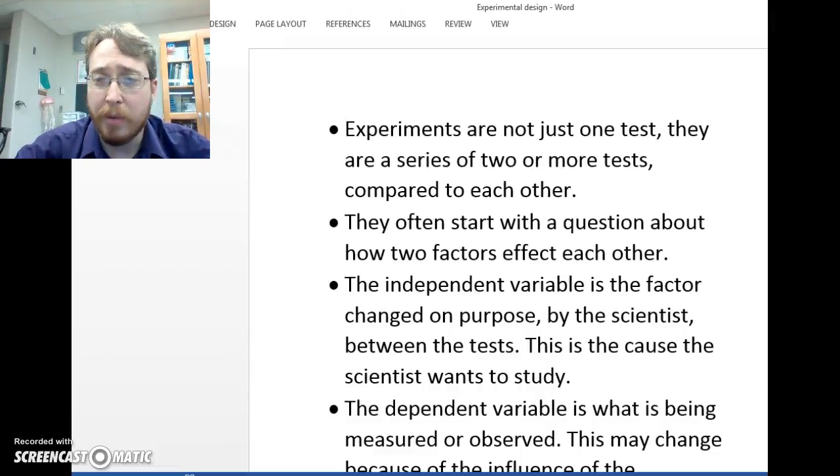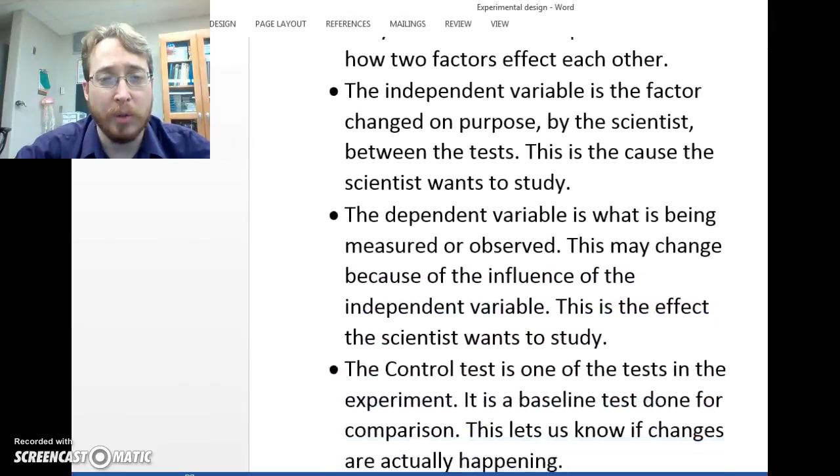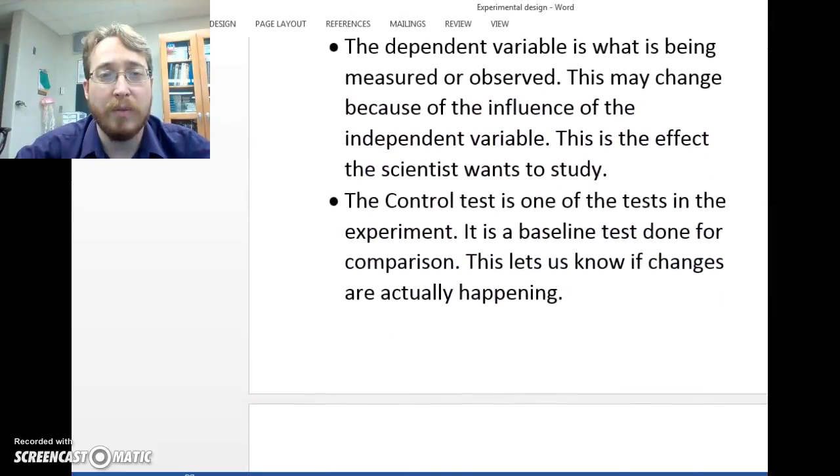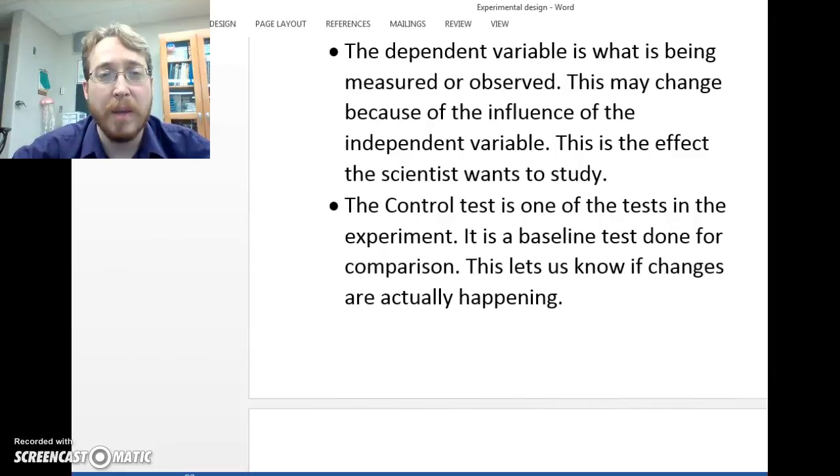The dependent variable is what is being measured or observed. This may change because of the influence of the independent variable. This is the effect the scientist wants to study. So this is the growth of the bacteria. That is what they were observing or measuring as a consequence of what they were changing about the bottle.